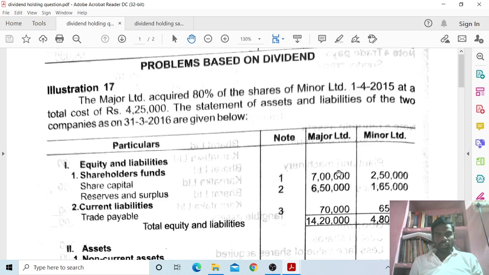Subject today: corporate accounting. First, chapter number 3, accounting of holding companies, according to VSK University, Ballari syllabus. Let us see problems based on dividend.